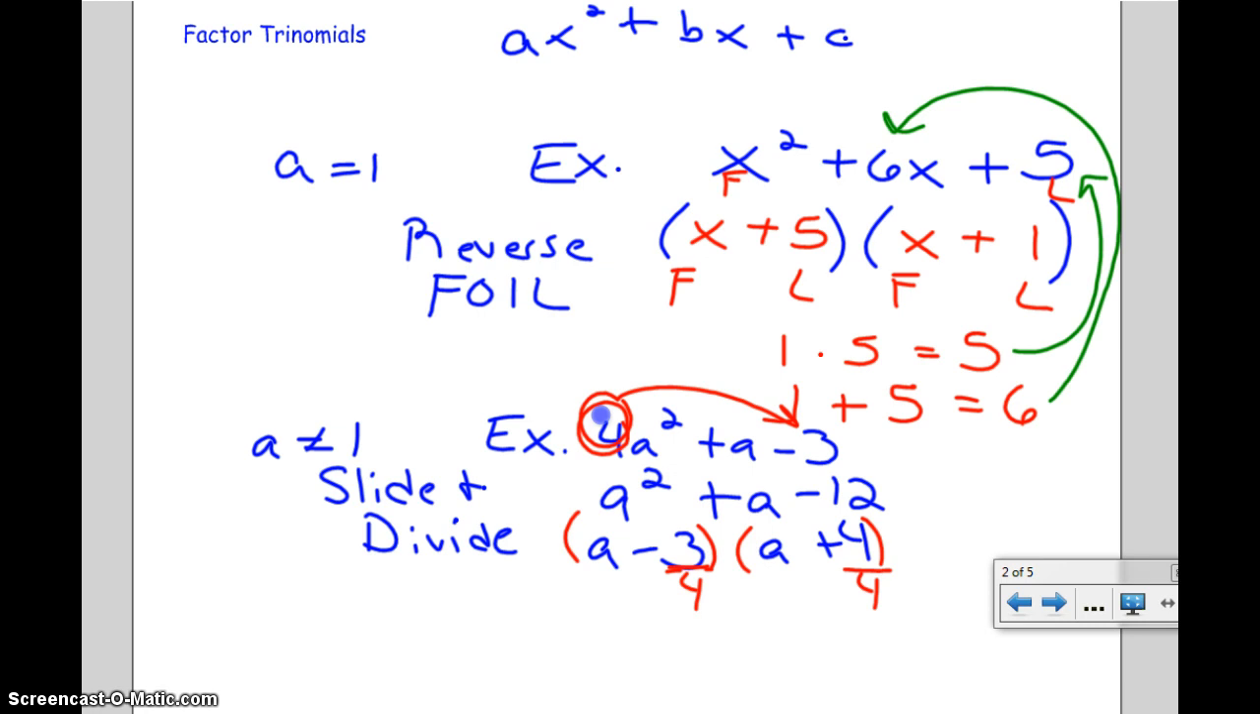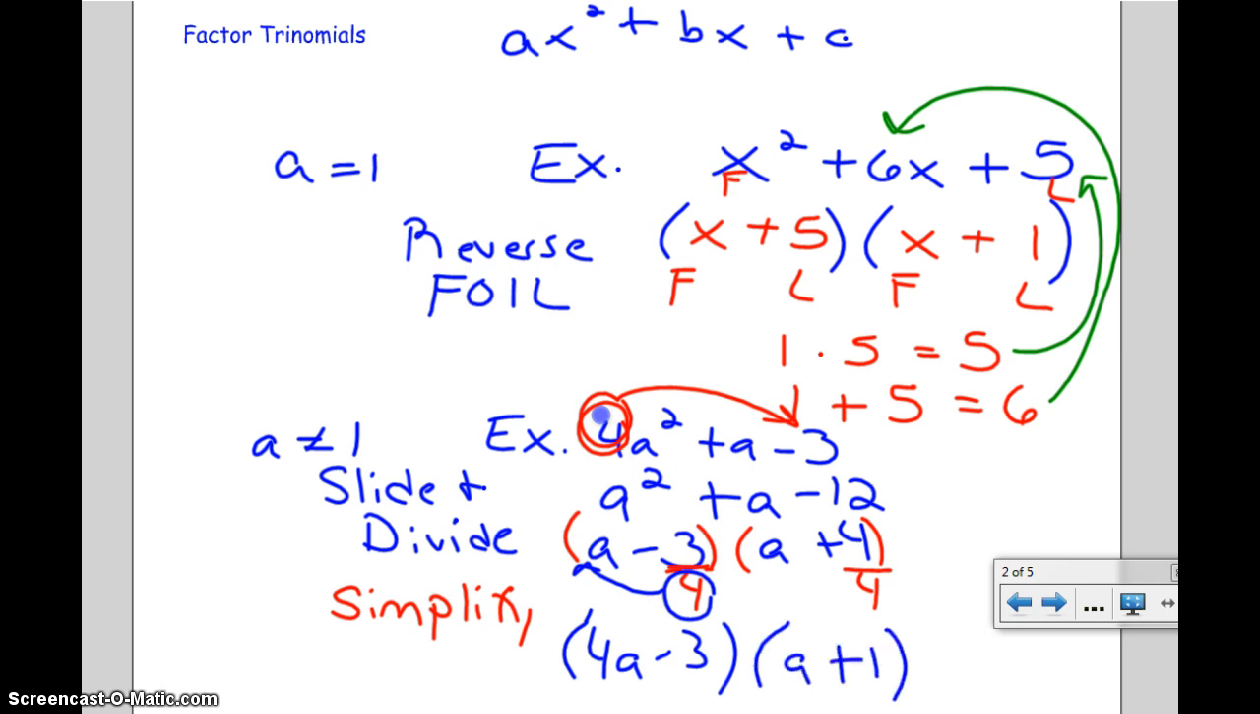You always want to simplify once you divide again. So when I'm looking here, 3 divided by 4 does not simplify. It is already simplified. So that means my 4 is going to slide back in front of my a, and I now have 4a minus 3 as one of my factors. 4 divided by 4 does simplify. It makes 1, so a plus 1 is my other factor, and this is my final answer. If I want to check, I can FOIL, and I should wind up getting the same answer as what I started with.